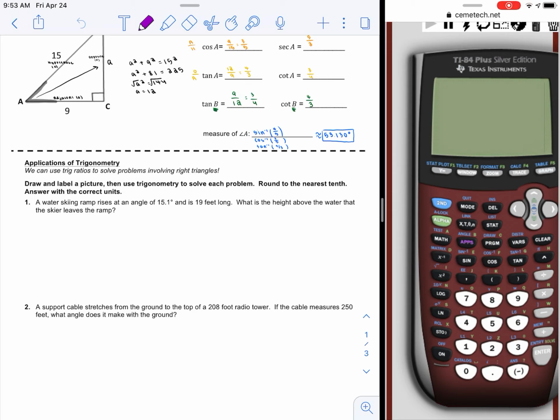So the first question is about water skiing and how a ramp rises at an angle of 15.1 degrees and is 19 feet long. What is the height above the water that a skier leaves the ramp? Now, one thing you're going to learn about me is I am not a good artist, but I always try to draw out the situation because that mentally helps me to figure out what I actually need to solve.